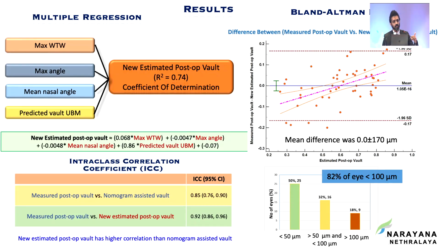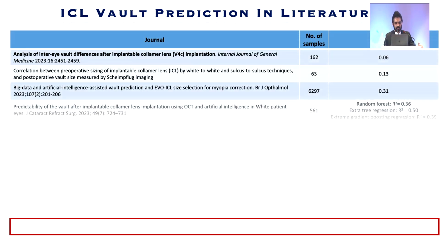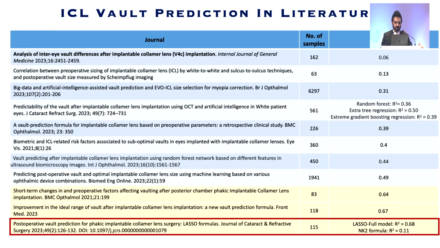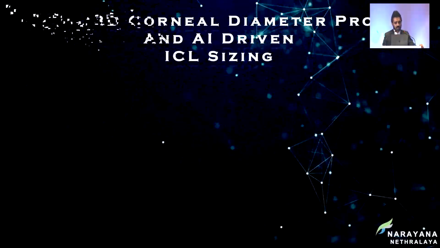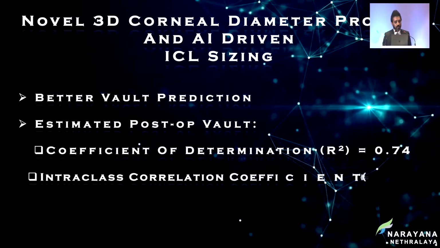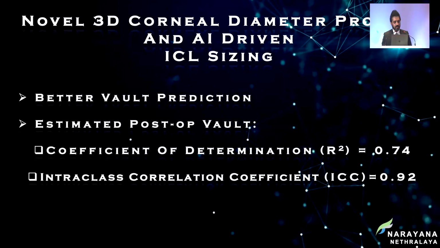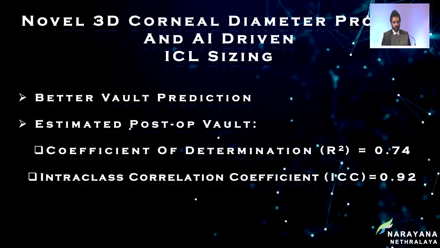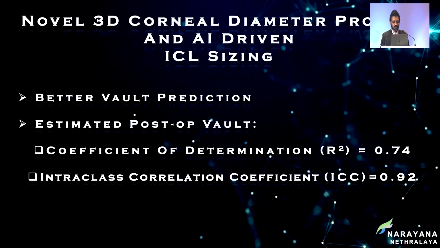Basically, the closer the value is to 1, the better the performance. And also the interclass correlation coefficient was 0.92. Again, closer to 1, the better the performance. Now let's look at the R square of every other formula, which can range from 0.13 to 0.4, and the Lasso R square is 0.68, and our formula is performing even better than this. So basically, with the novel 3D corneal diameter profile and the AI-driven ICL sizing, we can predict the vault much better. And like I mentioned earlier, the coefficient of determination was 0.74 and the interclass correlation was 0.92.